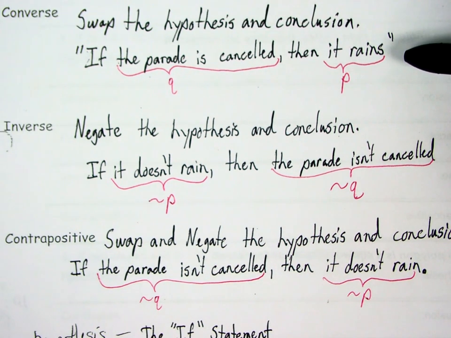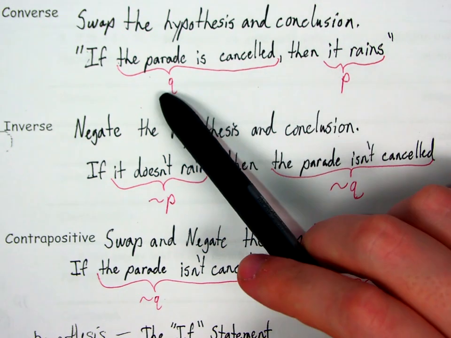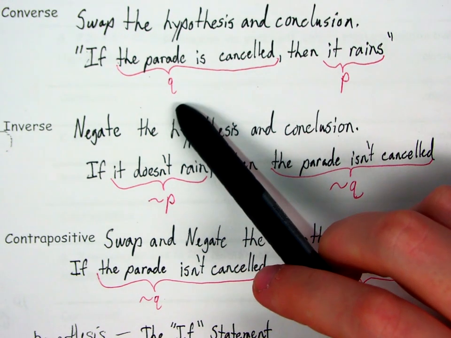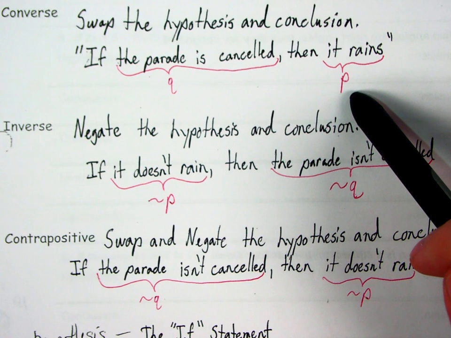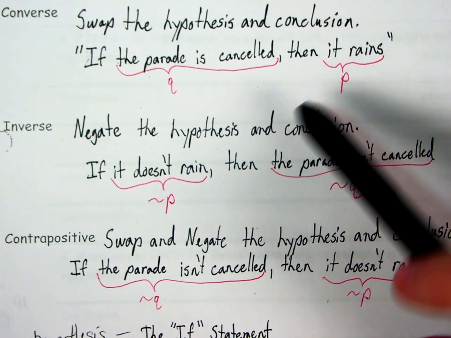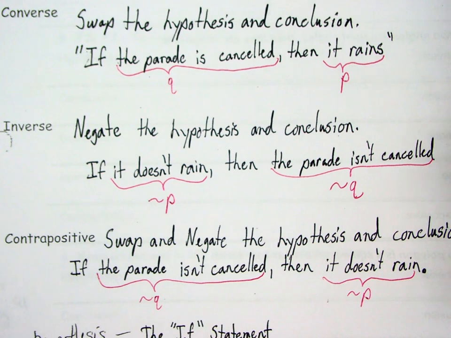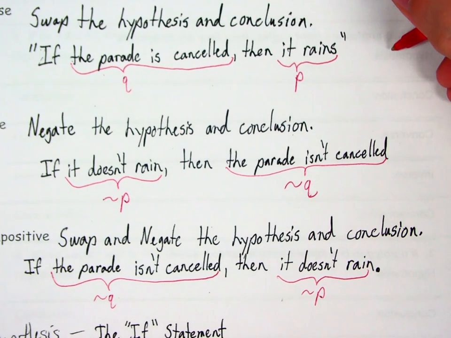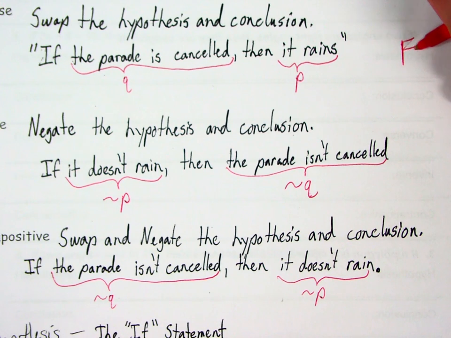Now, in this case, you can think, this sounds weird, it sounds strange, and you're right. This statement is implying that if the parade is canceled, it rains, that the parade being canceled makes it rain. That would be a false statement. We can put the letter F over here for false.